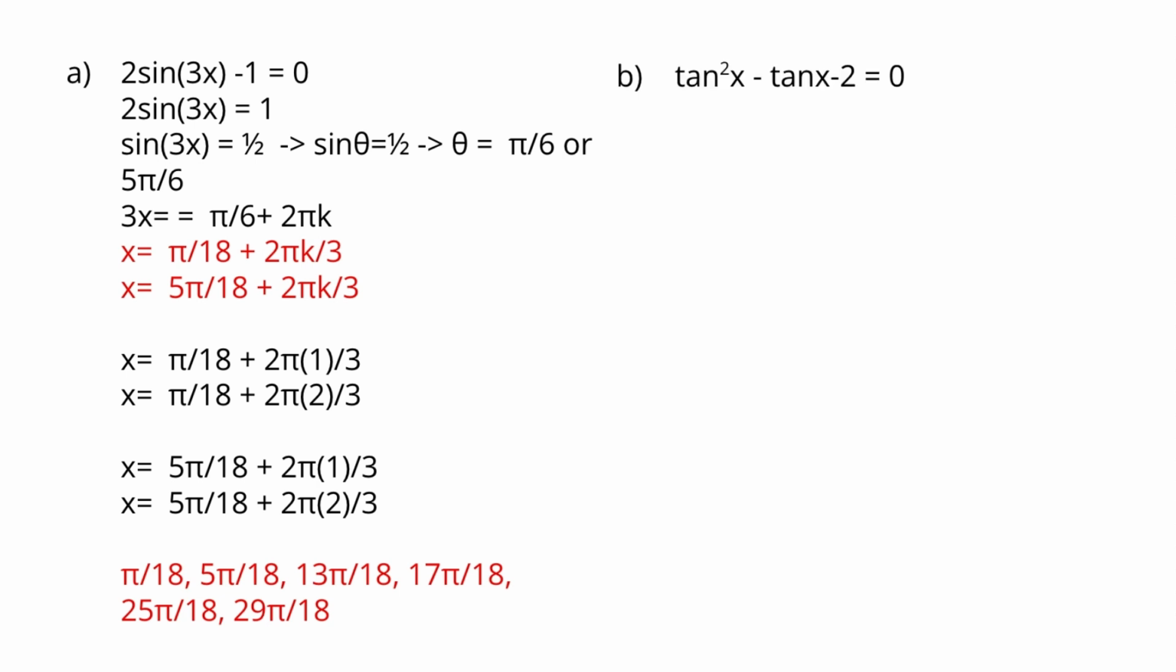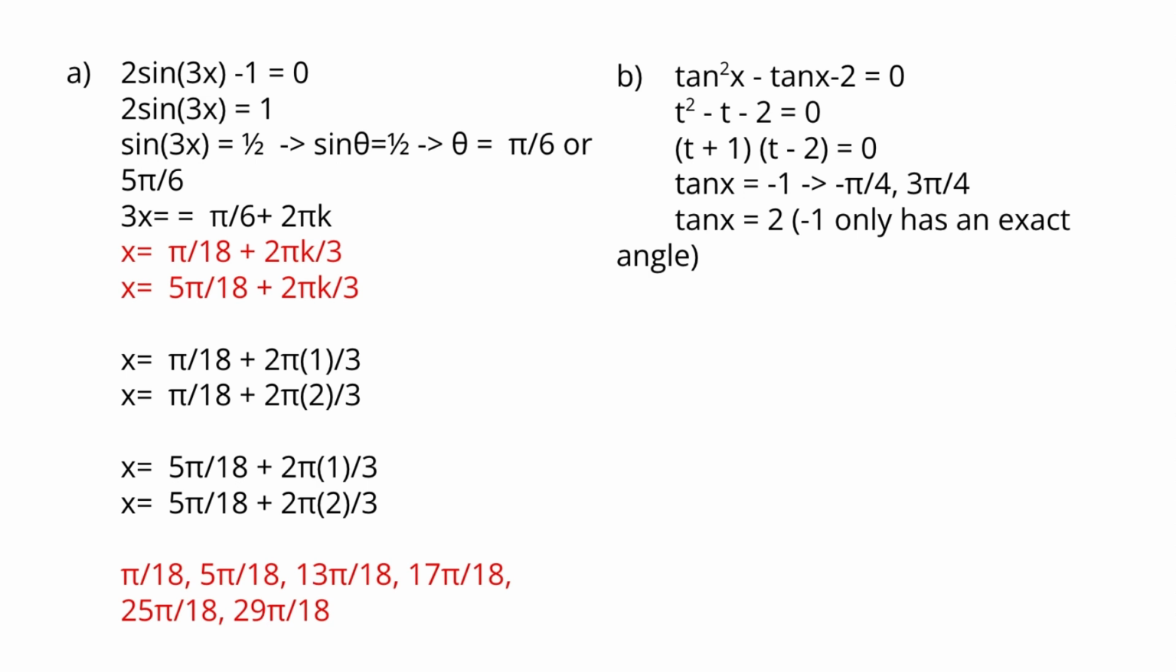Now for the second problem, tan squared x minus tan x minus 2 is equal to 0. So the first thing that we can do is shorten this down and factor it, so we can make that whole equation t squared minus t minus 2. So we can just factor that normally, and we get t plus 1, t minus 2, making tan x equal to negative 1, and tan x equal to 2.